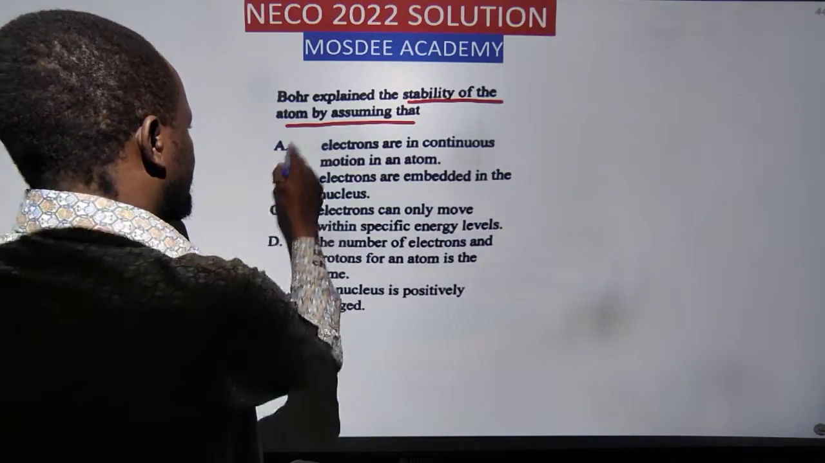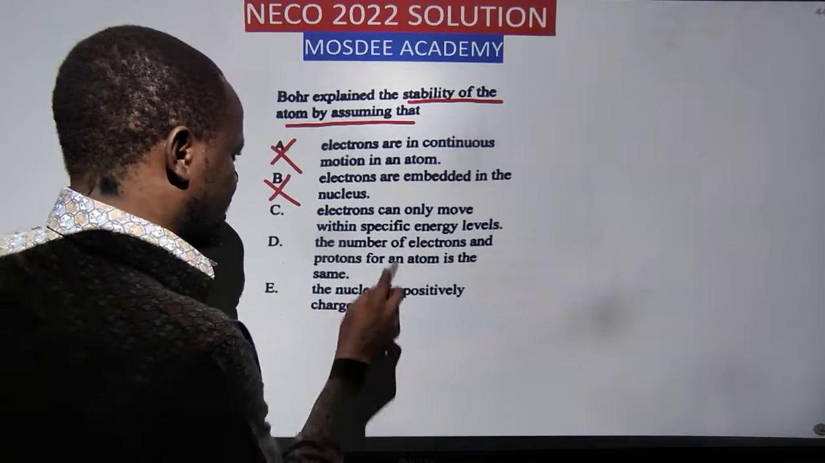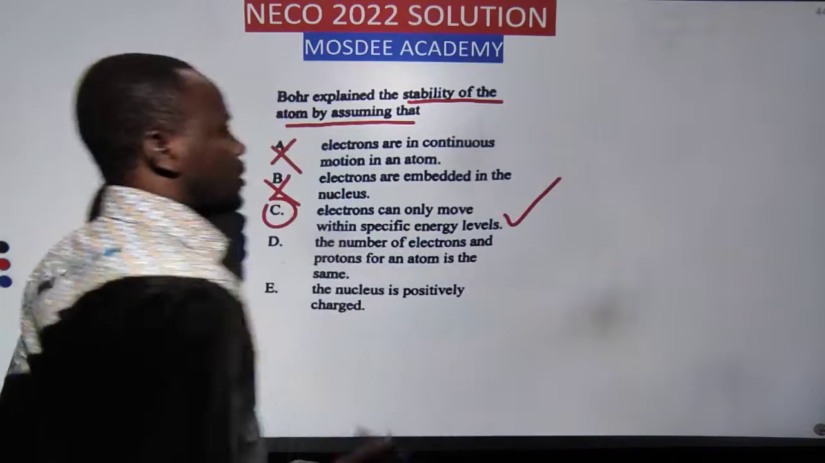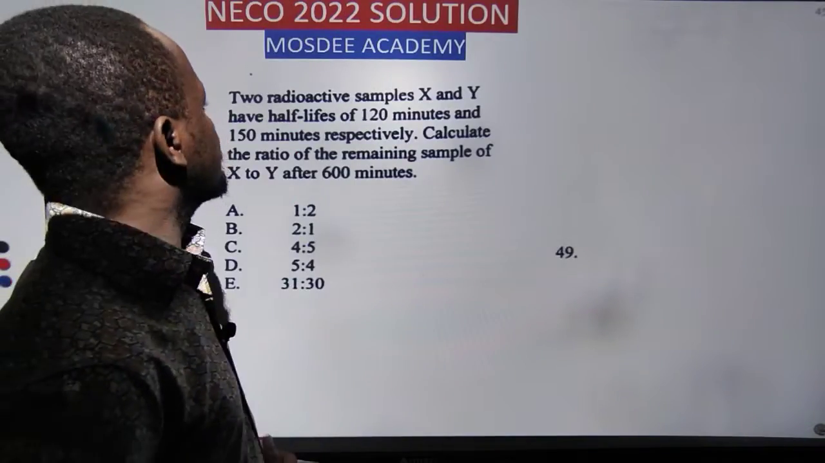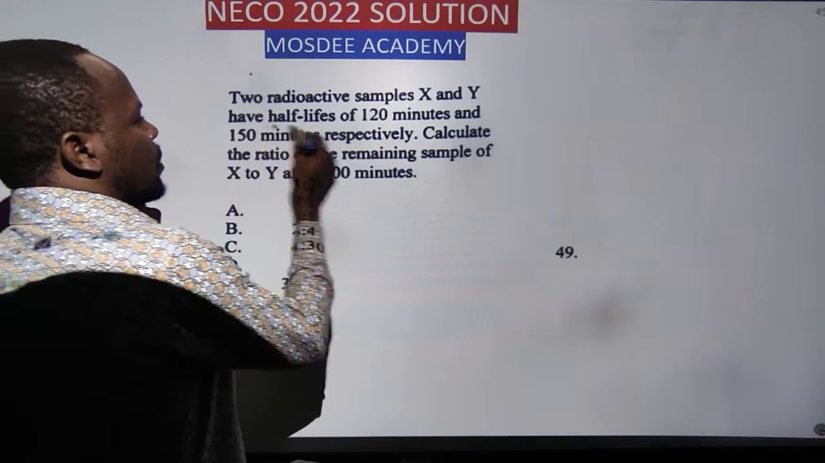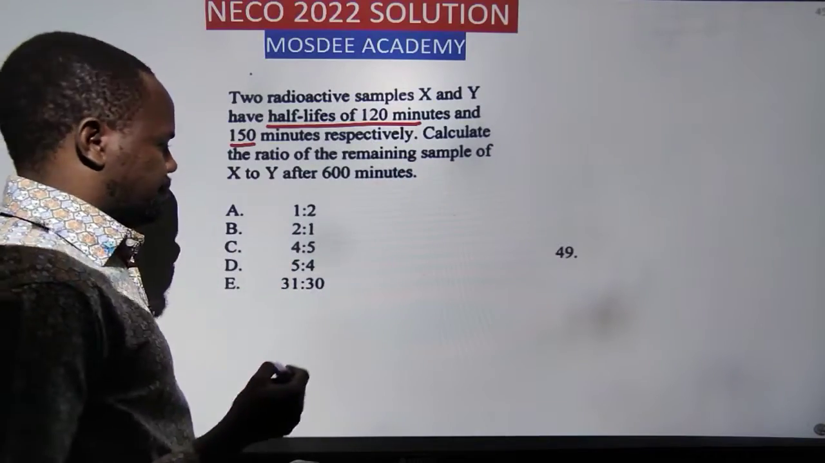Now, it is about energy level, that is what you are going to look for. Electrons are in continuous motion, it doesn't make sense. Electrons are embedded in the nucleus, that is not it. Electron can move within specific energy levels. It goes with what I've explained now. Next question. Two radioactive samples, X and Y, have half-lives of 120 and 150.